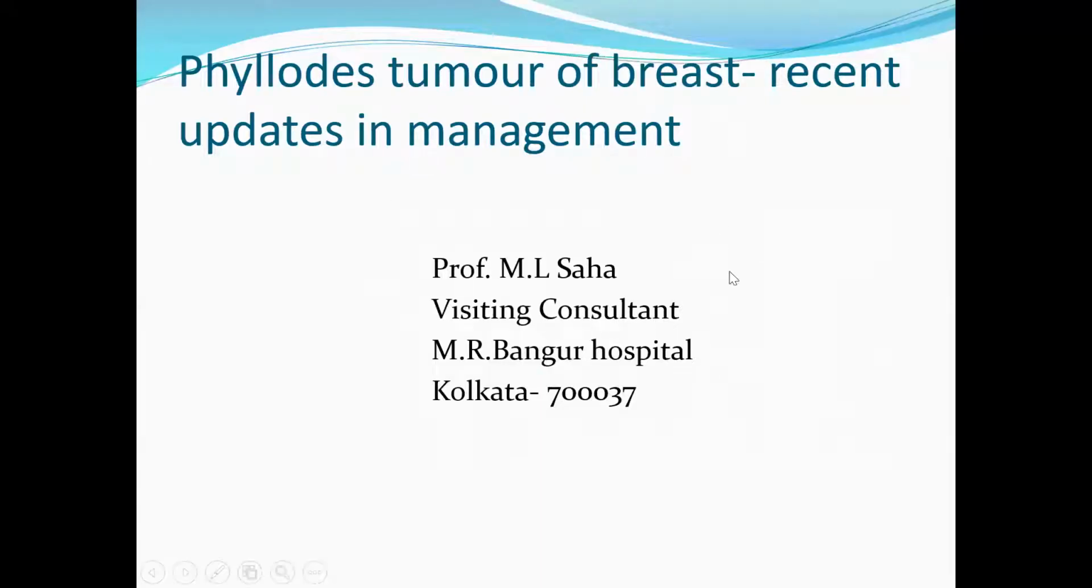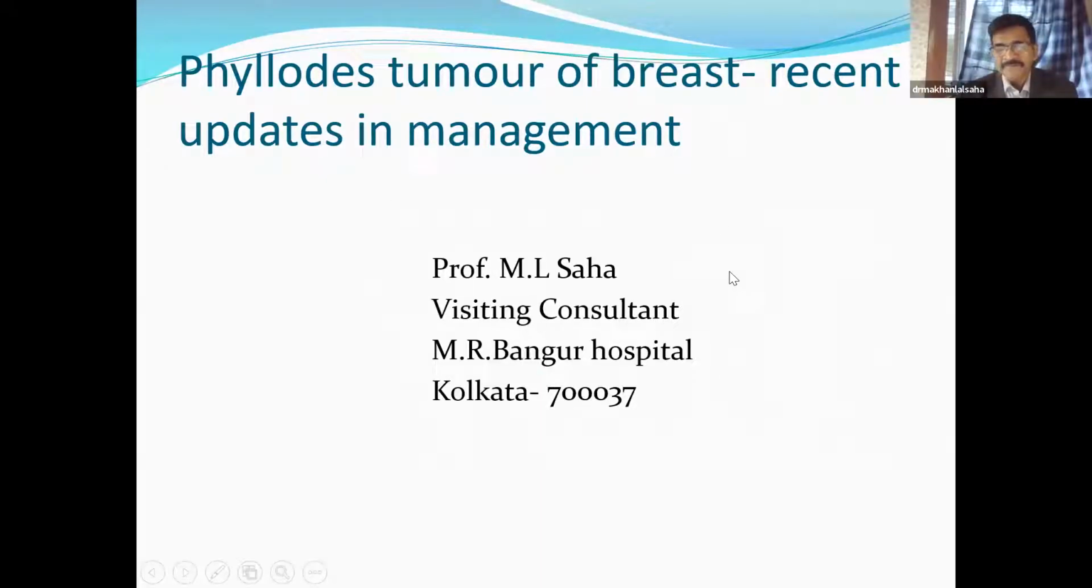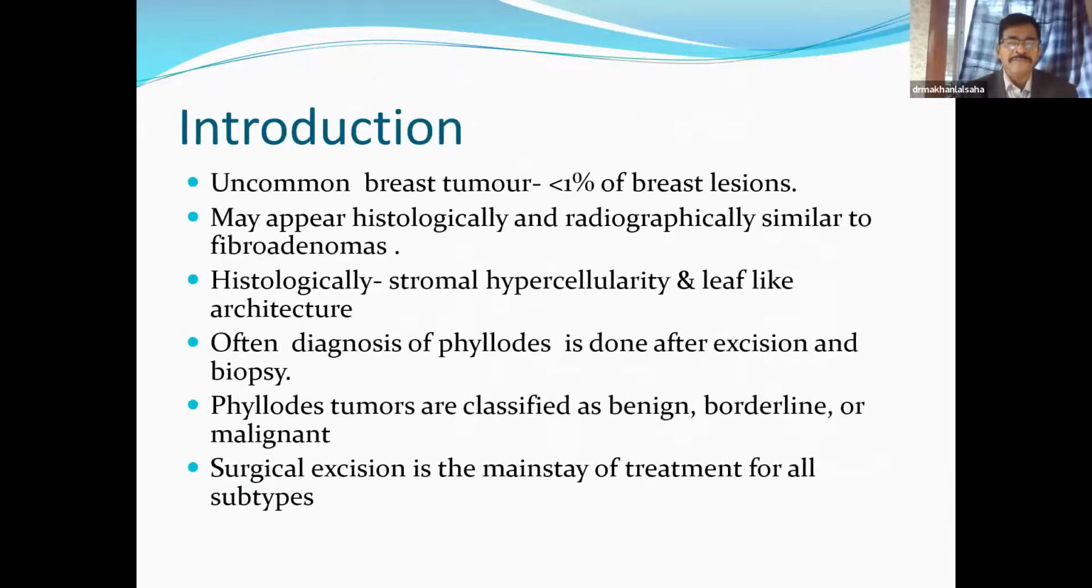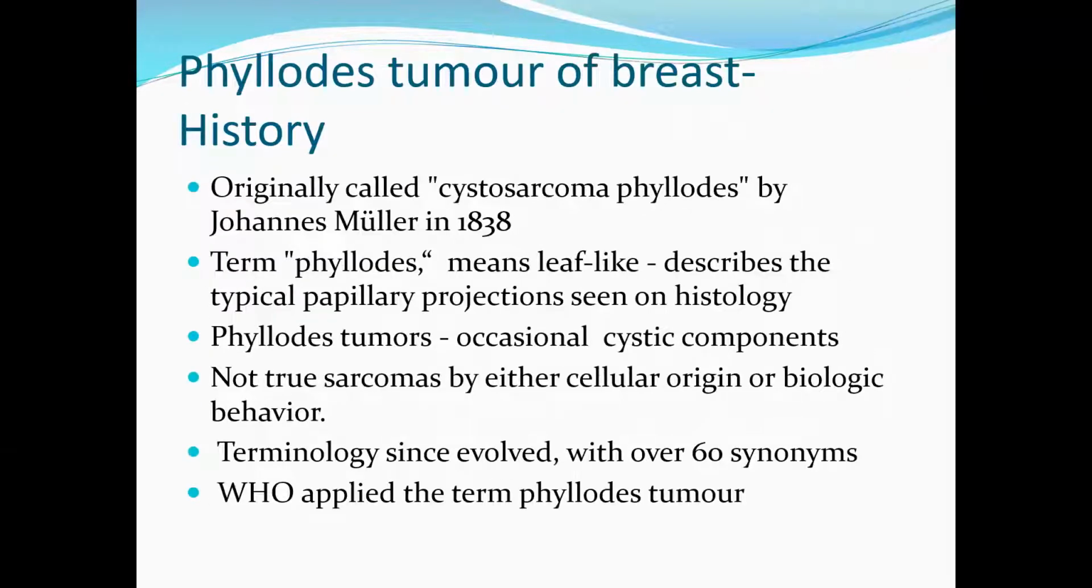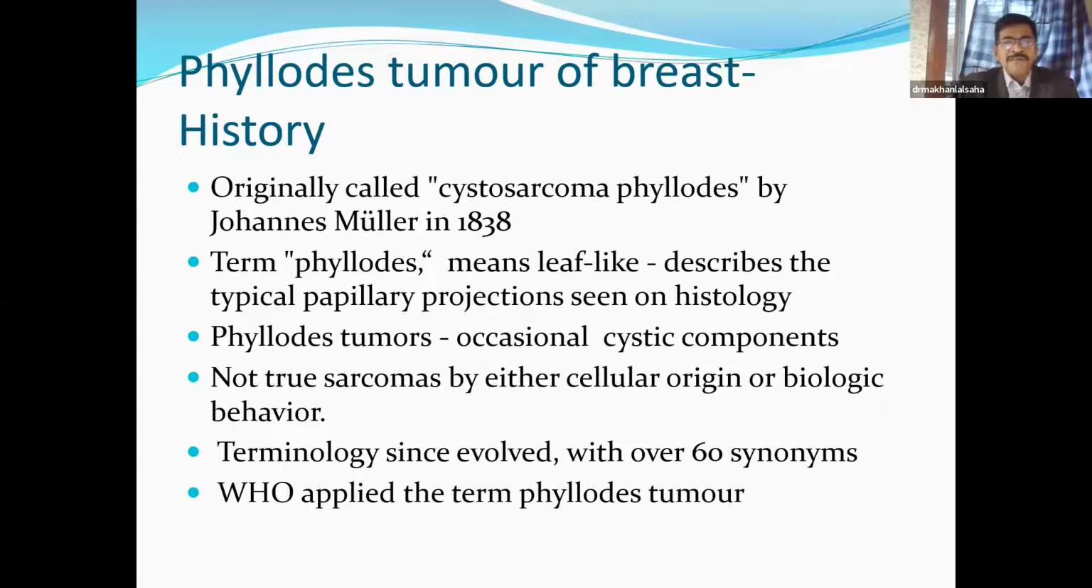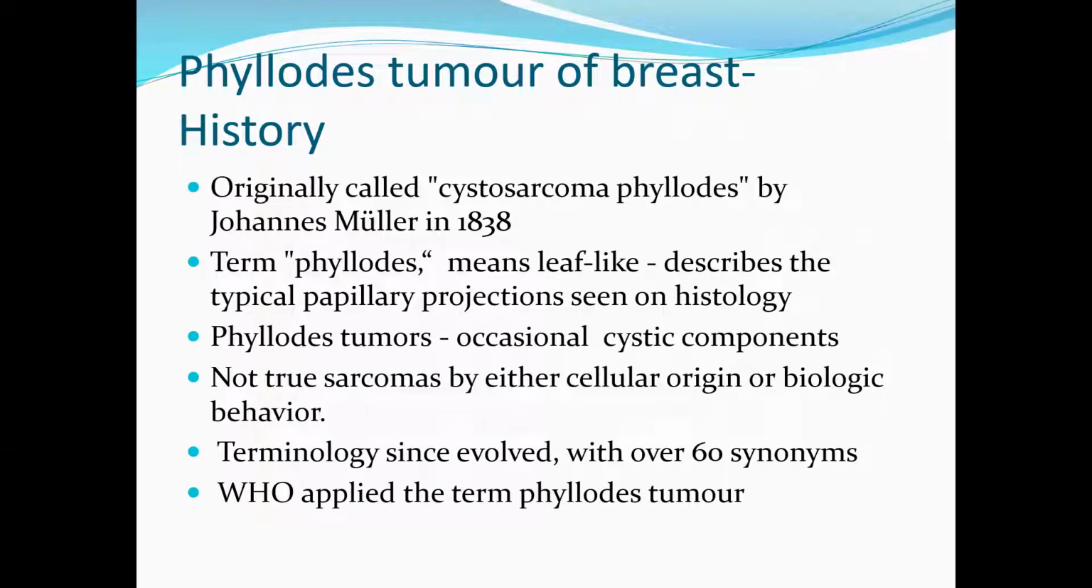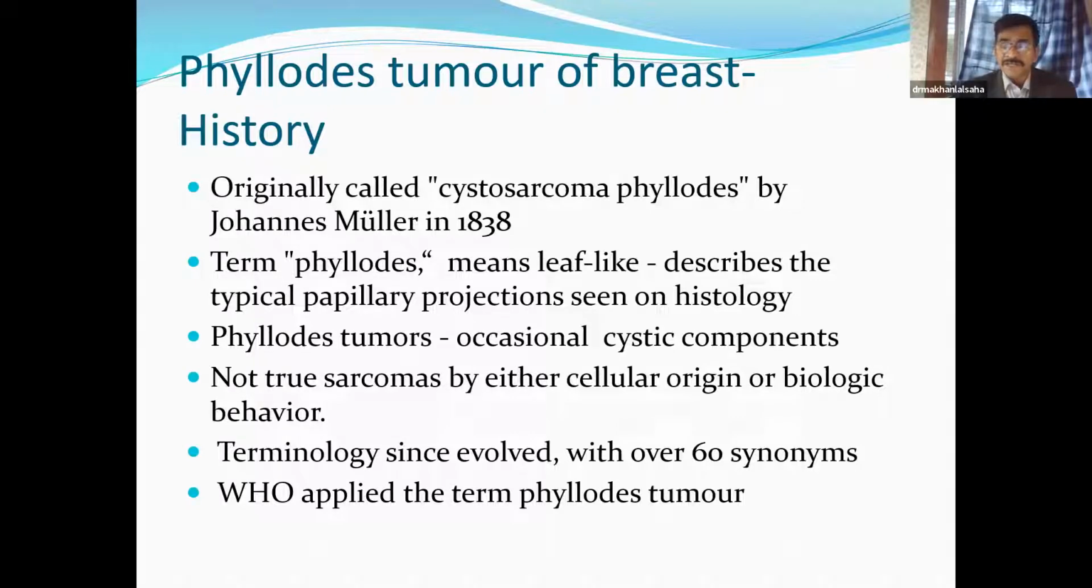We will have a brief overview of recent updates in management of the Phyllodes tumors of the breast. If you go to the history of Phyllodes tumor, it was originally described by Johannes Müller in 1838, and the term was given as cystosarcoma Phyllodes. The term Phyllodes means leaf-like, and this describes the typical papillary projection seen on histology of this tumor.